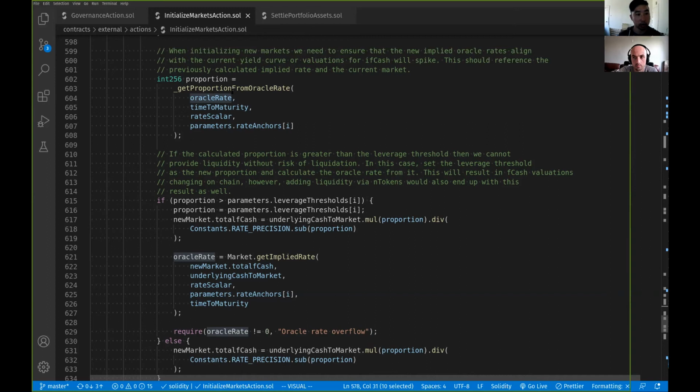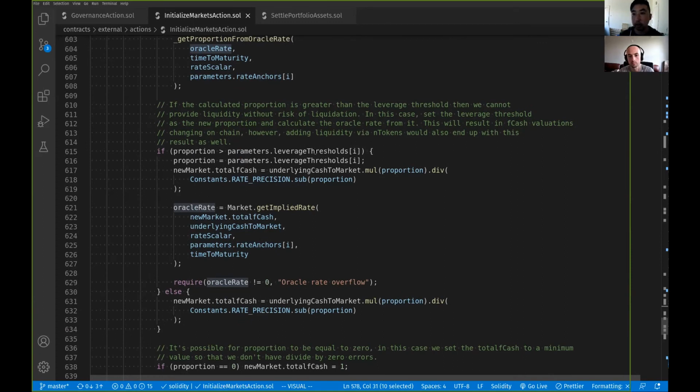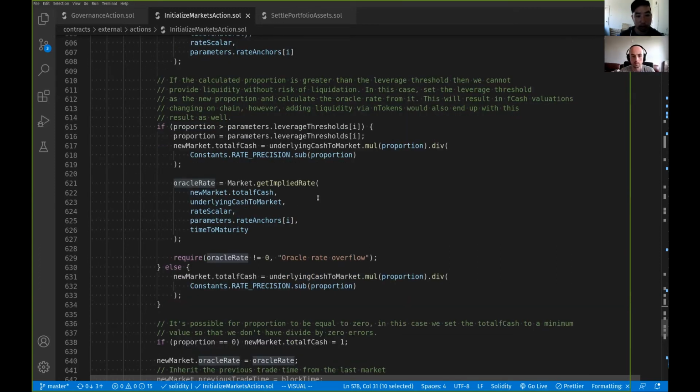And so given the values that we have up to this point, we're going to calculate what the market proportion is. And then we're going to test if that proportion is greater than the leverage threshold that we've set for this Fcash market. If it is, we'll simulate lending. So we will reduce the Fcash in the market down to where the leverage threshold should be, and set the Oracle rate according to that new proportion. And so this is going to lower the interest rate from what the interpolation says it should be. But this is simulating the behavior that the N token would take regardless.